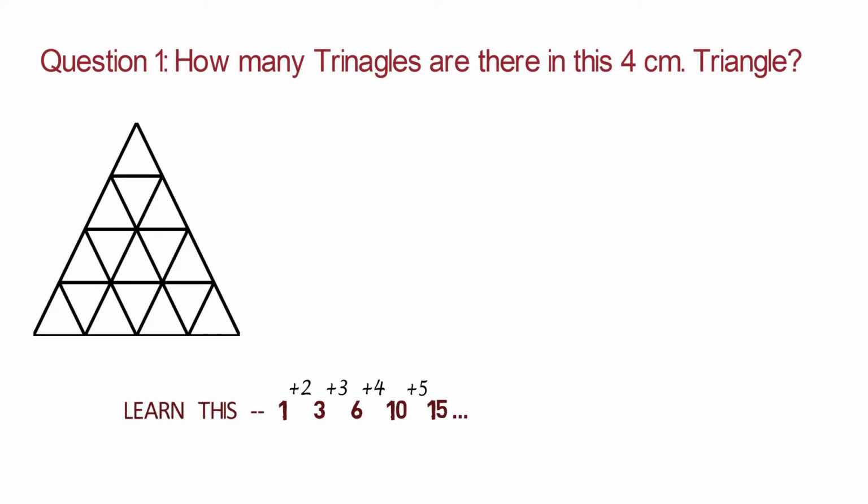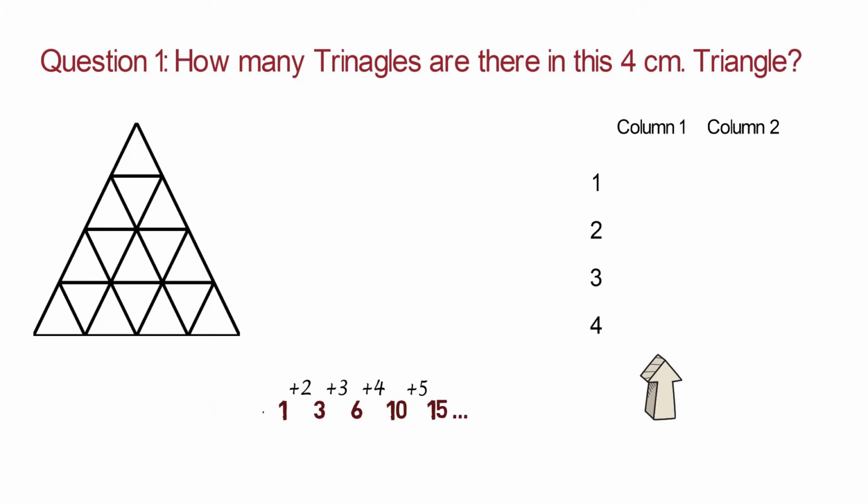But first tell me, what's the size of this triangle? Yes, it's 4 centimeter. So we write down numbers 1 to 4. Now form 2 columns here like this. In the first column, starting from the bottom, and I repeat, starting from the bottom, start writing the series that we have just learned. So 1 comes here, add 2 to it, so 3 comes here, add 3 to it, so 6 comes here, and lastly add 4 to it, so 10 comes here. We can't go any further, so we stop here.